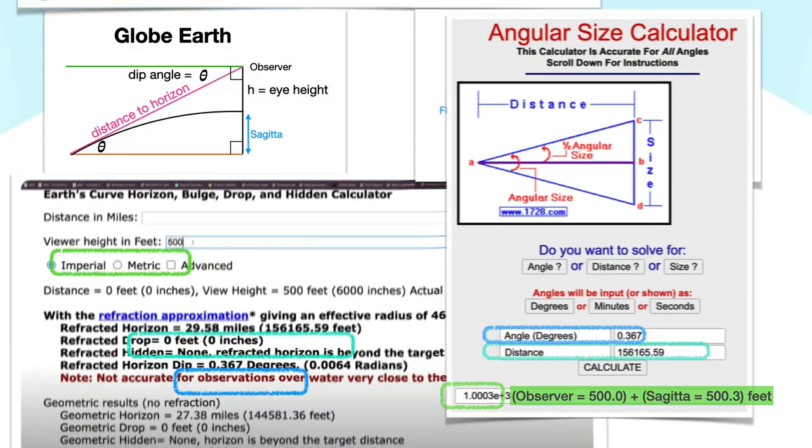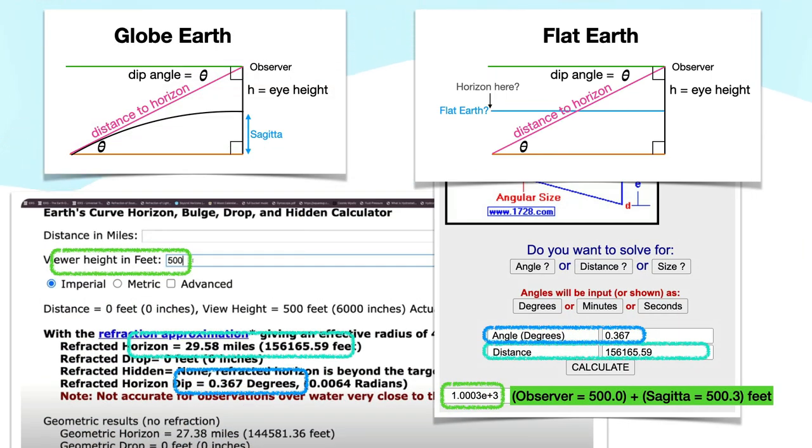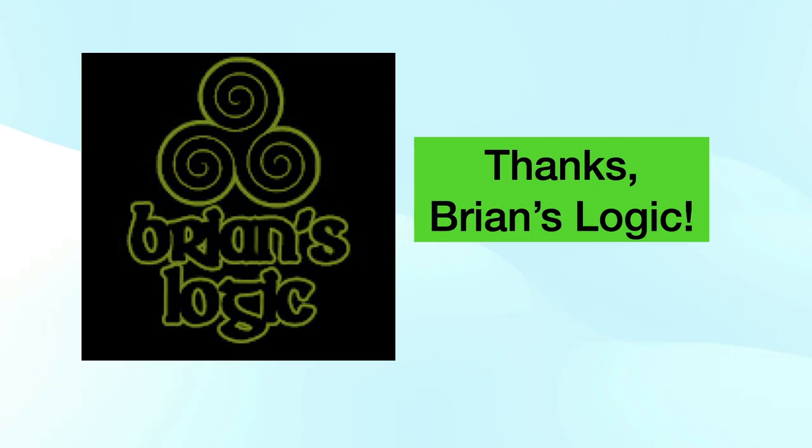We can repeat the process with Brian's other example of a 500-foot observer height. This time, the resulting size is 1,000.3 feet, making perfect sense for a sagitta almost identical to the observer's height, just as the globe geometry predicts. And again, it makes no sense on the flat Earth that we would look down with an angle twice as steep as we would need to see a far horizon at 29.6 miles away. So, thanks, Brian. It looks like your logic has once again proven the globe.